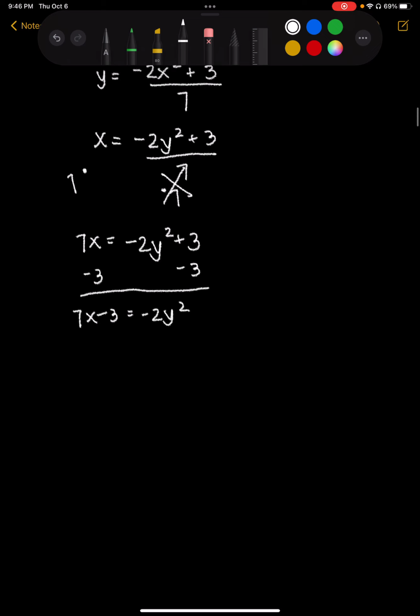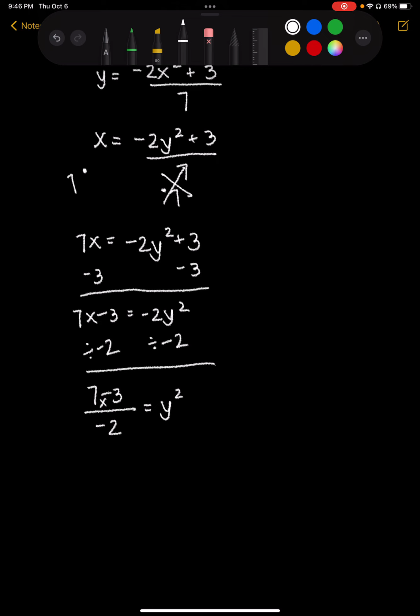Then I'm going to divide everything by -2. And once again, you can just divide this whole chunk, the whole side, by -2, so that you can write it as 7x minus 3 over negative 2 equals y squared. And we want to get rid of the squared.